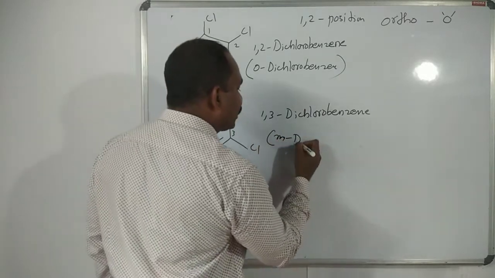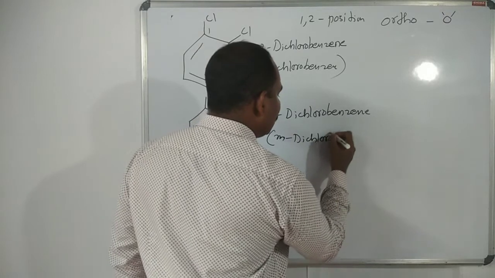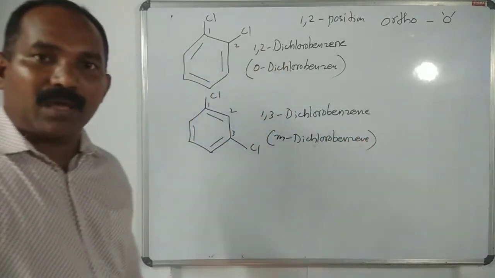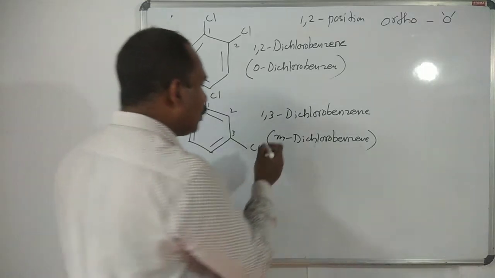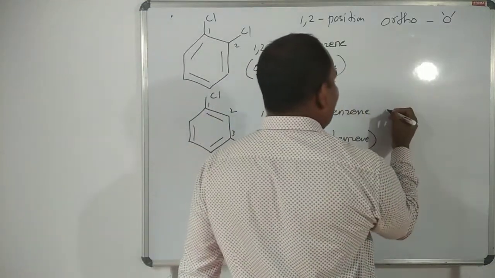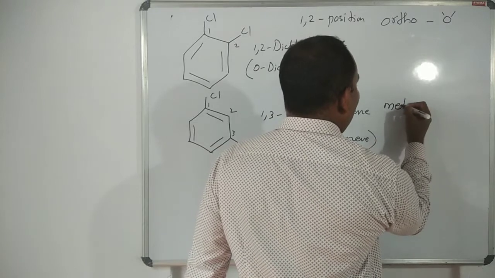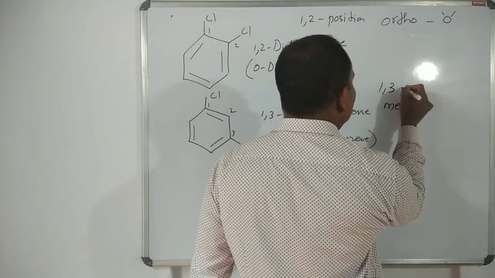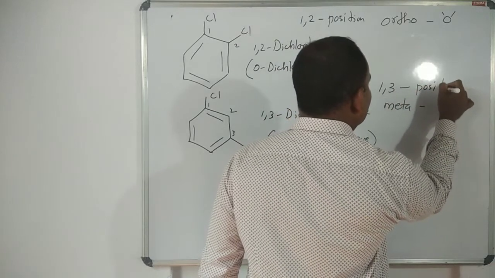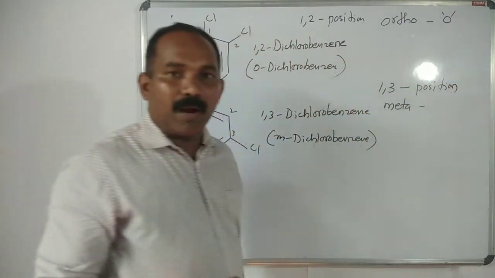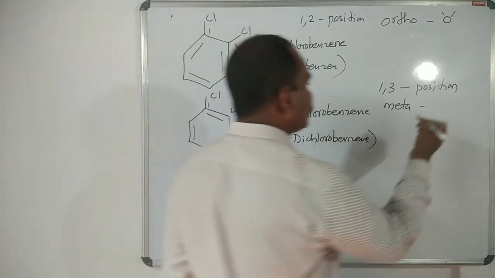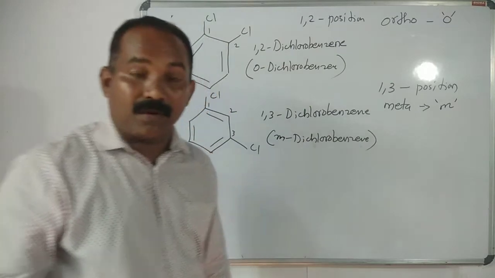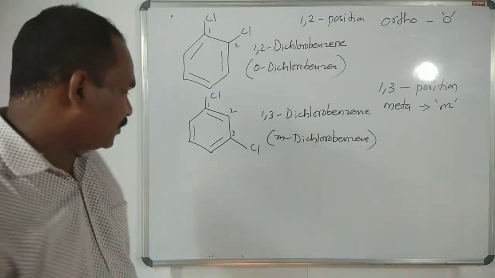And its common name, or trivial name, is meta-dichlorobenzene, m-dichlorobenzene. What is m? m means meta. The 1, 3 position is the meta position and is denoted by small m. Not capital M, small m.